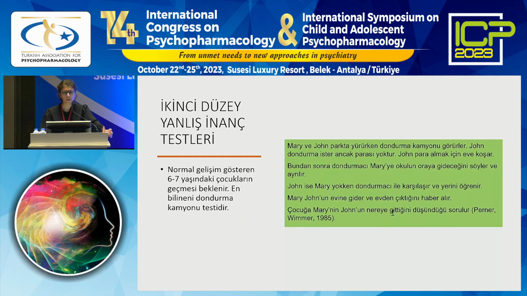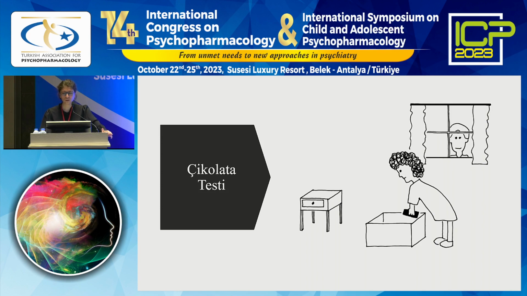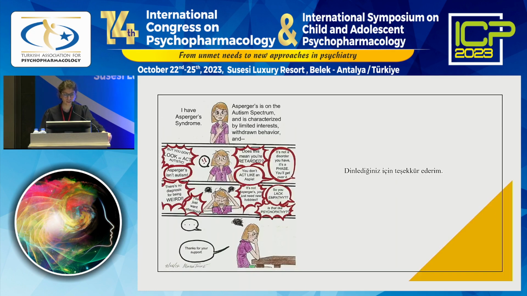The second level test that we have is a chocolate test. Putting a chocolate bar in a box, the child goes out and watches the person putting the chocolate bar, but this person doesn't know, being under observation, and moves the chocolate bar to another box, and asking the question where should they be looking for the chocolate bar.